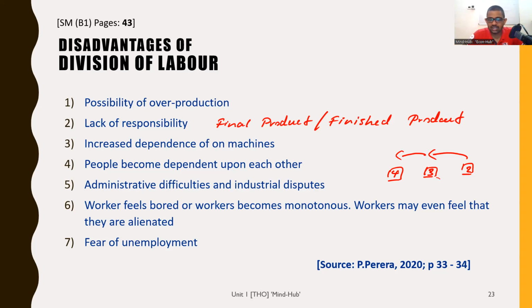Administrative difficulties and industrial disputes are there because you will have to manage people with different sets of skills performing different tasks throughout the production process. So the administration part is not easy. Their skill sets are different. Their employee performance is different. The way you measure that performance is different because they are doing different tasks.